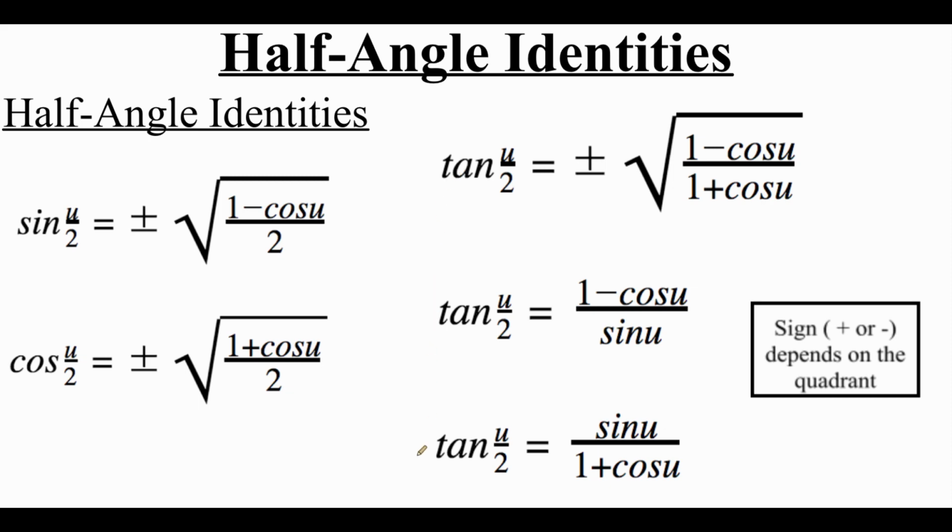And for the tangent, there are actually 3 different half-angle identities, and the identity that we would use would depend on the situation that we're in. Each one of them has its own situations where it's useful. Now, 3 of these have a plus or minus in front of the radical, and the sign, whether positive or negative, is going to depend on what quadrant we're in.